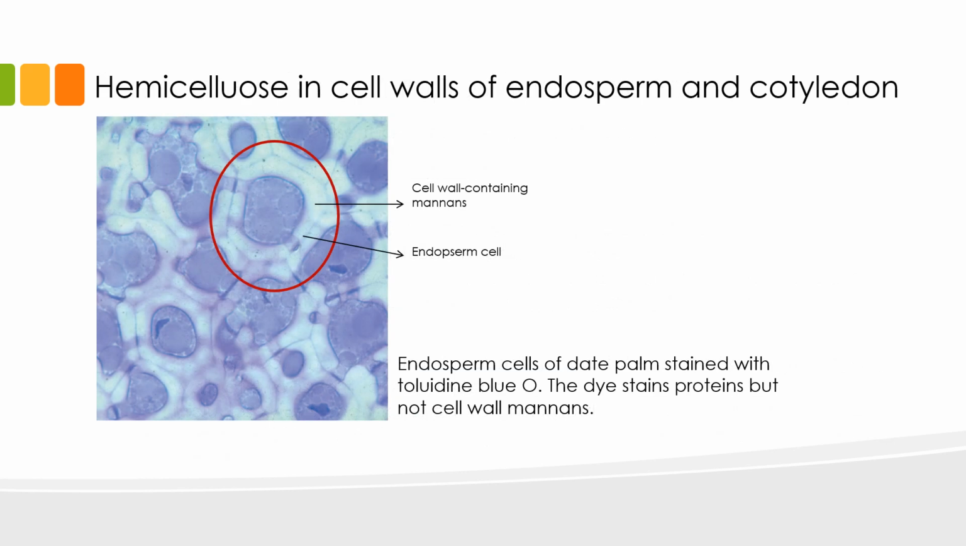This slide shows hemicellulose in the form of mannan cells that make up the endosperm of a date palm. The endosperm cells were stained with toluidine blue O. This dye only stains proteins but not cell wall mannans. So this structure that you see here encircled in red is one cell in the endosperm. You can see an unstained portion of the cell right here. This is the mannan. And then inside we have a portion stained in blue. This is the protein.